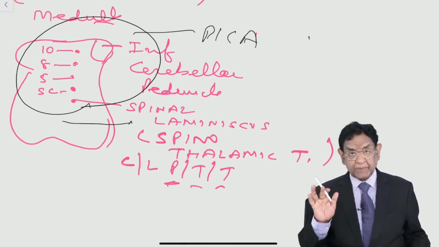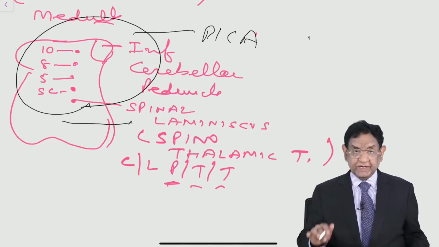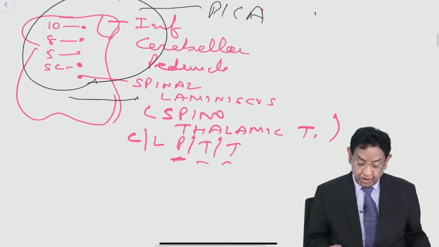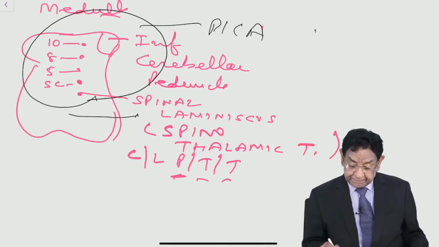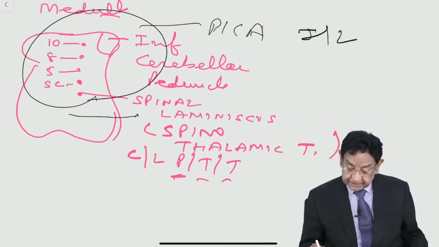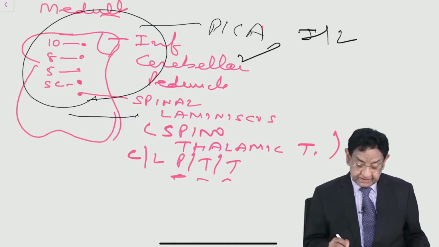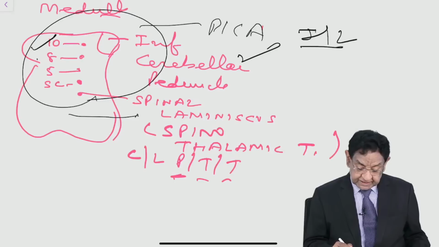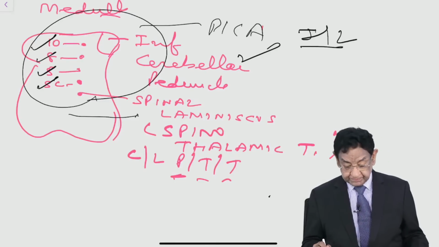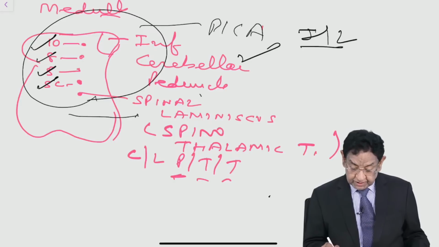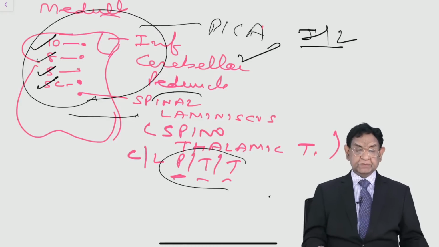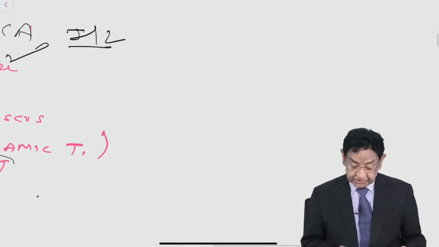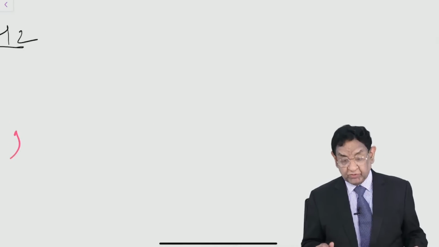So stop writing, listen to me very carefully, I'll give you time to write. So how will the patient come to you? Ipsilateral cerebellar feature, ipsilateral 10th nerve lesion, 8th nerve, 5th nerve, and Horner syndrome. But there will be contralateral loss of pain, touch and temperature. So this is known as lateral medullary syndrome or so-called Wallenberg syndrome.